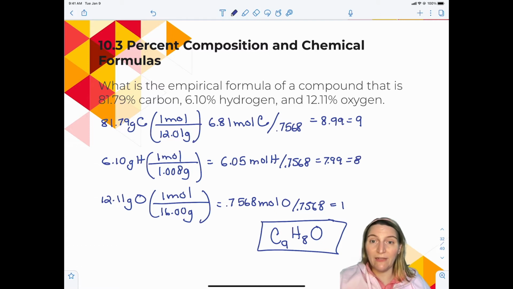So take a look what I did. Assumed a 100-gram sample, converted all of those to moles, and then divided by the lowest number of moles. Now, if you don't get exactly whole numbers, they should be extremely close to whole numbers. And remember, we're talking about number of atoms, so they can't be anything but whole numbers. So 8.99, that's going to round up to 9. Same thing with 7.99. So our formula is C9H8O.